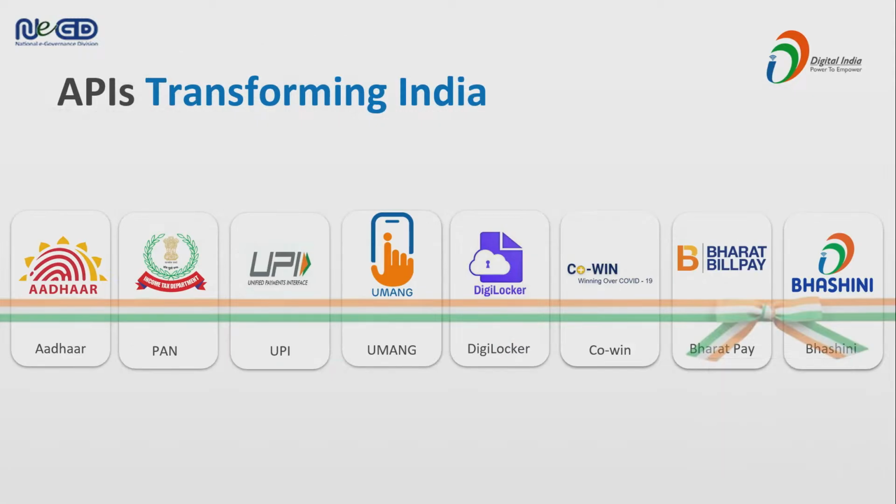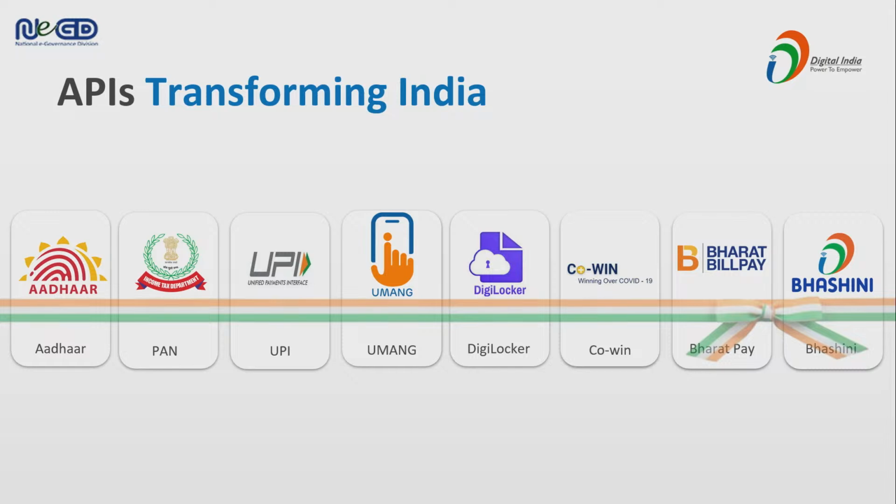So as we all are aware, these are few of the APIs that are transforming India. Aadhaar is one of them. The Aadhaar API is coming from the UIDAI, wherein in most of the applications we see there is an Aadhaar authentication API that authenticates the users, right? So we have the PAN APIs from Central Board of Direct Taxes.